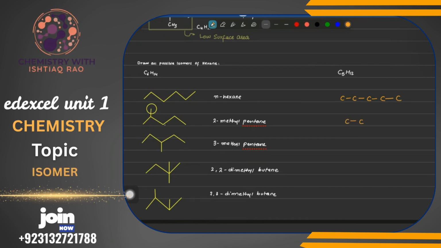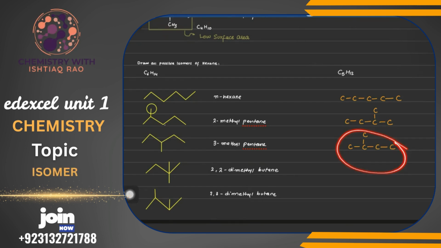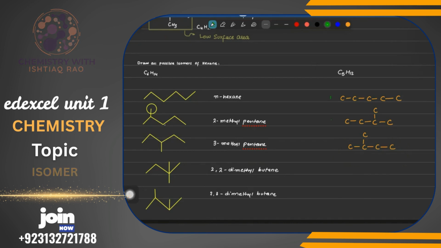One, two, three, four, and this is the branch. The name for this compound is 2-methyl pentane. Then I'm going to draw the third possibility. You know, I cannot draw this structure. Can you tell me, is that correct or not? Is this the third possibility or not? Yes or no? Should I count that this is 1, this is 2, and this is 3?